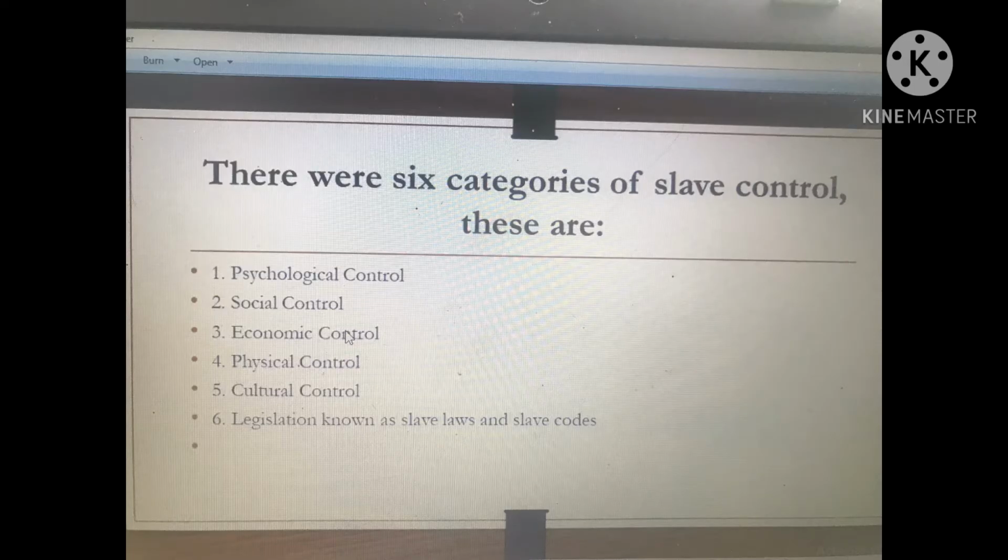Category 1, physical control. 2, psychological control. 3, economic control. 4, social control. 5, cultural control. And 6, legislations known as slave laws and slave codes.